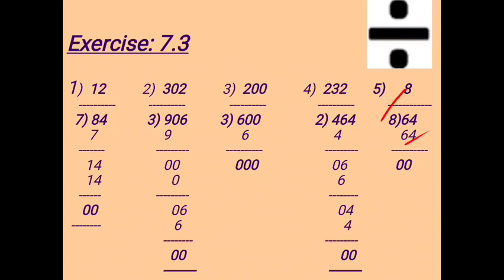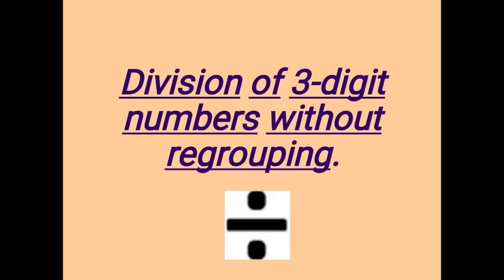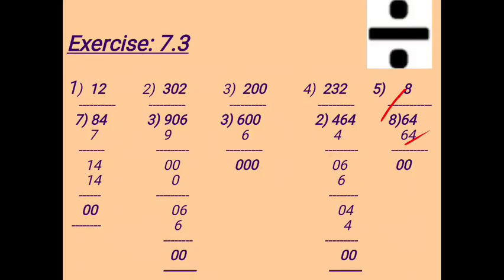After writing 64, you are going to do subtraction. Then you will get the remainder as 0 and your quotient, that is your result, is 8.